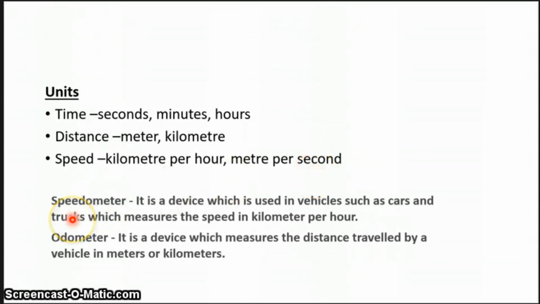And we have studied two instruments. First is the speedometer, and what is this? It is a device used in vehicles such as cars and trucks, and it measures the speed. And the odometer, this device is also present in vehicles and it measures the distance covered or distance traveled.